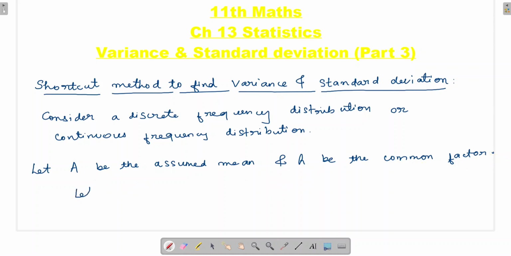Now let yi be equal to xi minus A divided by h. These yi are the new values. If you have a discrete frequency distribution, the observations are xi, and if you have a continuous frequency distribution, the midpoints of the class intervals are xi. So let yi be equal to xi minus A, the assumed mean, divided by h.